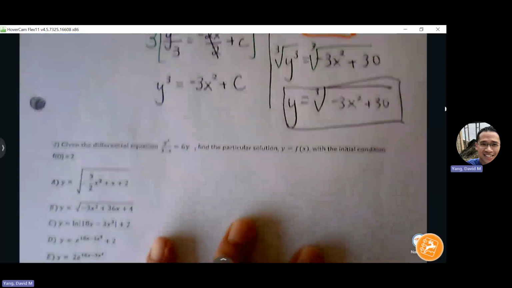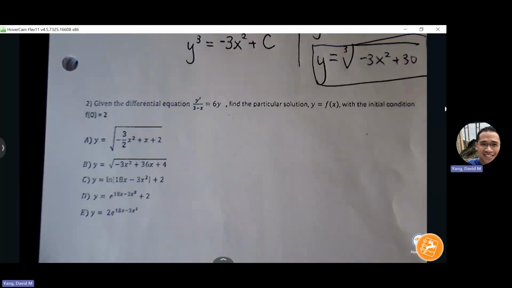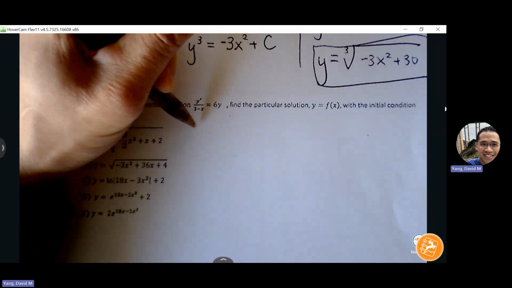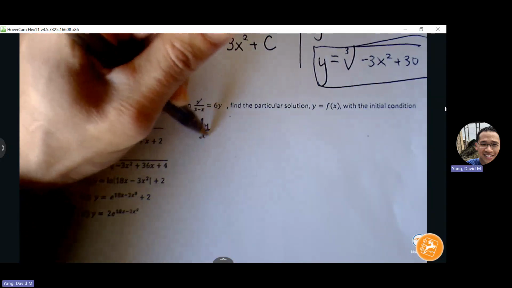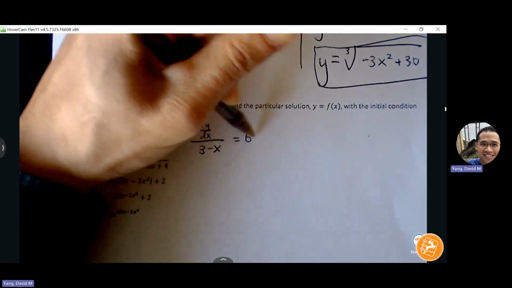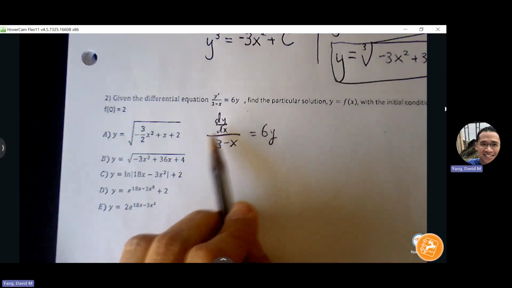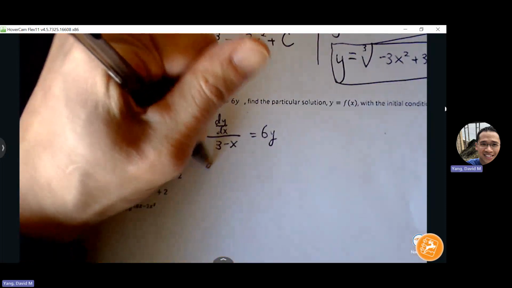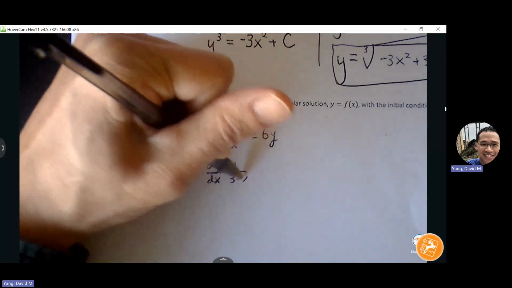All right, number two, we know we have to rewrite the y prime, but it just feels a little bit messy having to deal with that fraction. But we can though. We can say dy over dx over 3 minus x is equal to 6y. What we can do is pull this dy dx out in front of this fraction because it's in the numerator. So we can say dy over dx times 1 over 3 minus x.